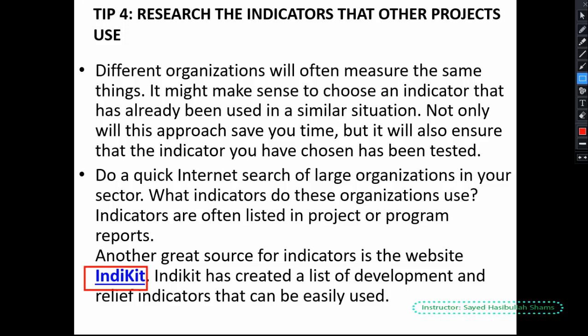This is very helpful because we save time and money, because to develop an indicator is not easy. So these indicators are already tested, and we can use them for our project. But the indicator should be in the same context as our project, and we can find more indicators just by searching on this good website, Indicate. It is very helpful. So through these four tips, we must select our indicators for our project, and we must consider them in the project.